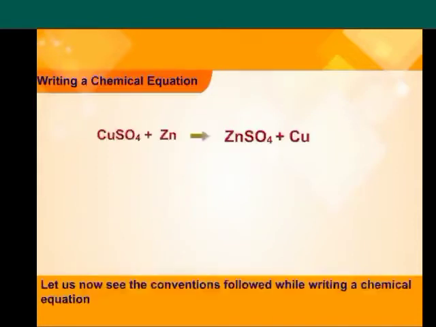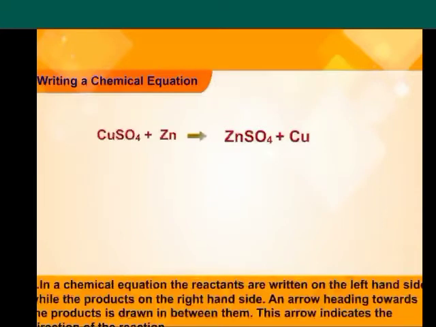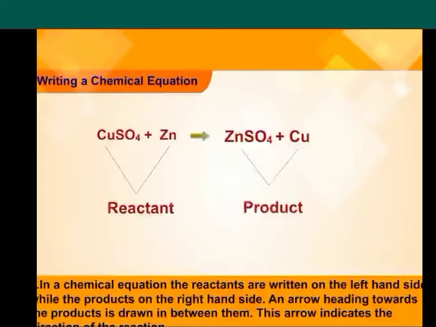Writing a chemical equation. Let us now see the convention followed while writing a chemical equation. Point number 1. In a chemical equation, the reactants are written on the left hand side while the products on the right hand side. An arrow heading towards the product is drawn in between them. This arrow indicates the direction of the reaction.